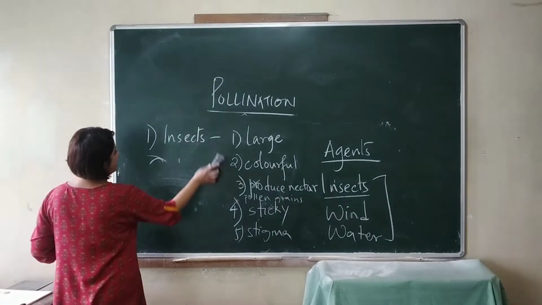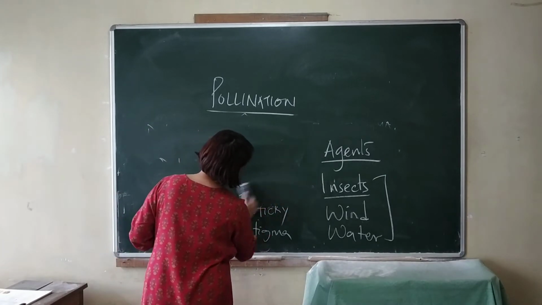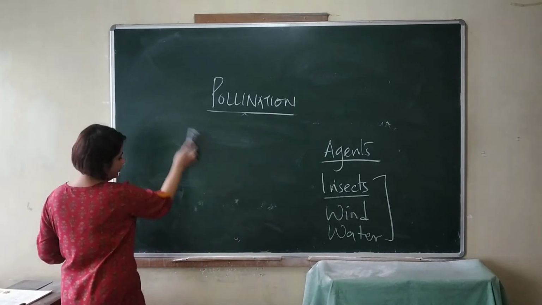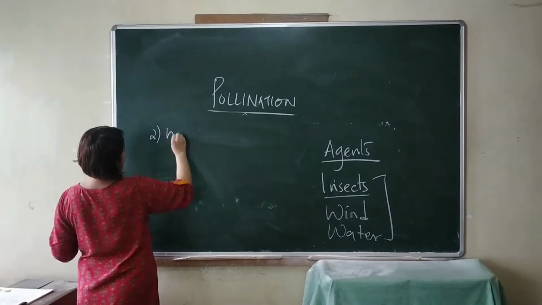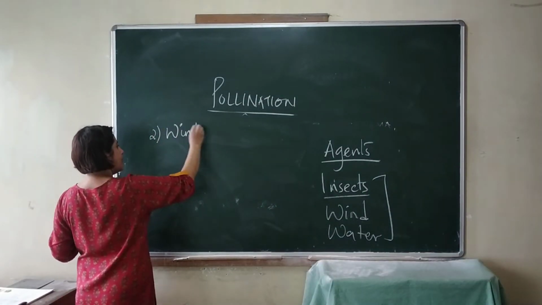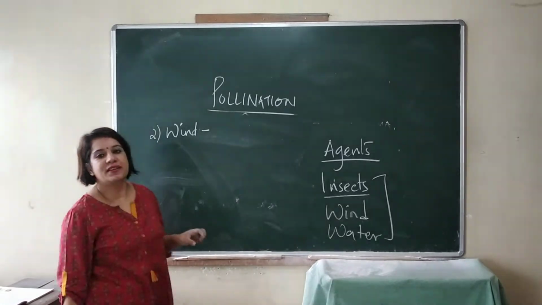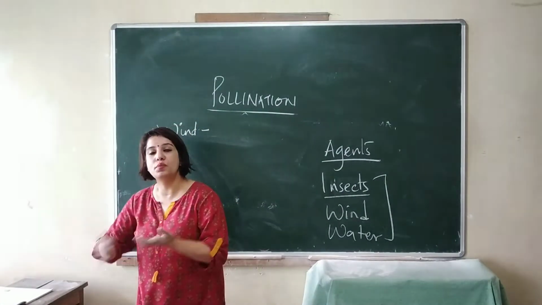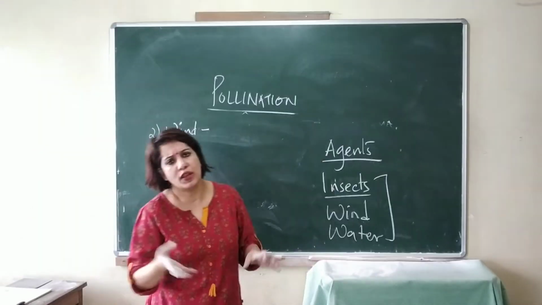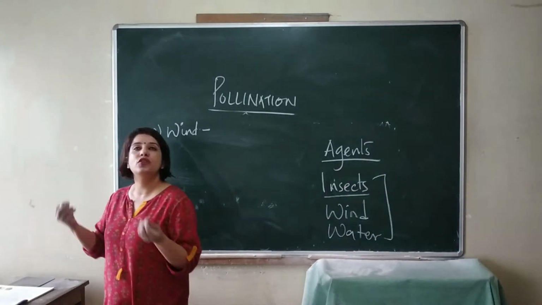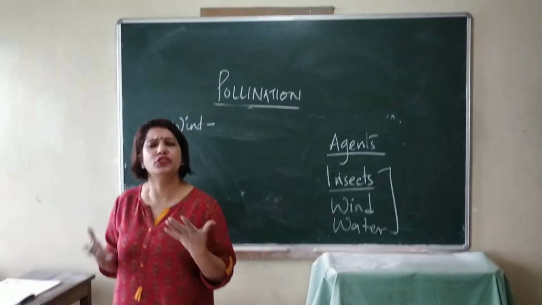The next one. Wind. Now wind is not attracted to any flower which is large, it just blows. Okay, so the flower need not be large, it need not be colorful. Okay, and then it need not produce nectar, because those things don't attract wind.